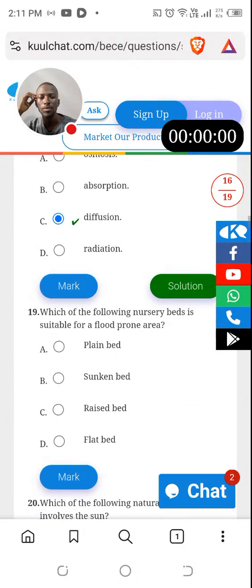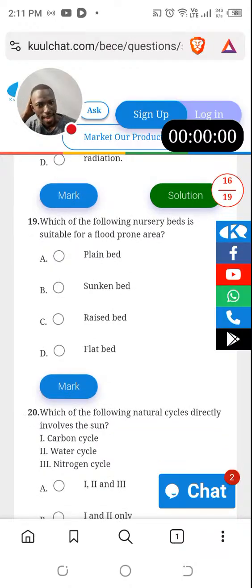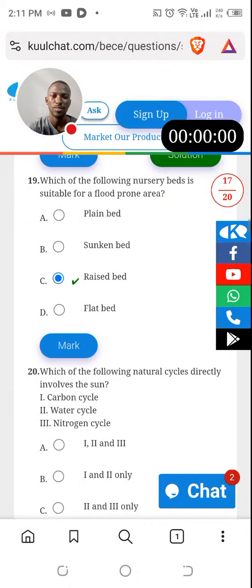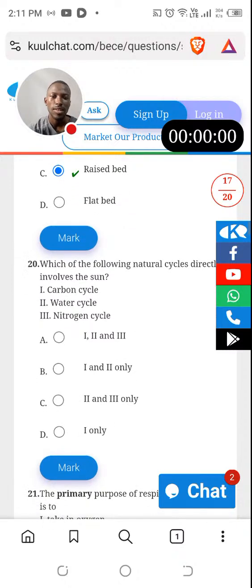Diffusion. Next question. Which of the following nursery beds is suitable for a flood-prone area? Flood-prone area. It should be raised bed. Because if the area is flood-prone, that means there is a high probability of flood. So it should be raised bed, so obviously. Obvious.